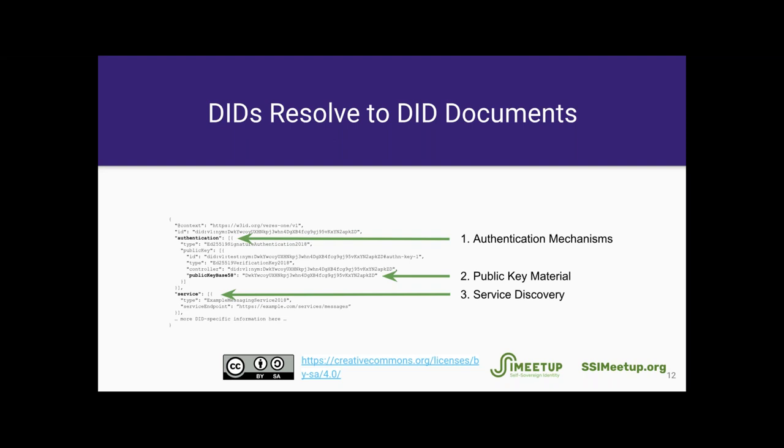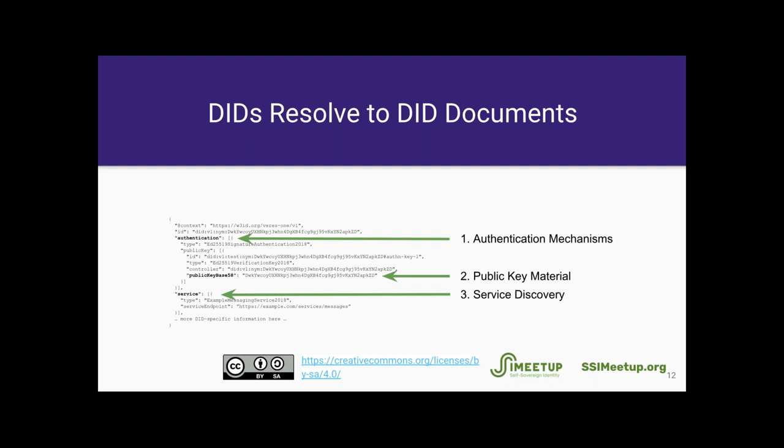It has to be super, super behind the scenes, under the hood. But fundamentally, the software developers writing software for DIDs and these systems, they need to understand what's in the DID document and what you can do with them. So there are ways to authenticate that are listed in the DID document. There's public key material, cryptographic material, that's in the DID document. And there are these other things called service descriptions that allow you to discover services for the person.